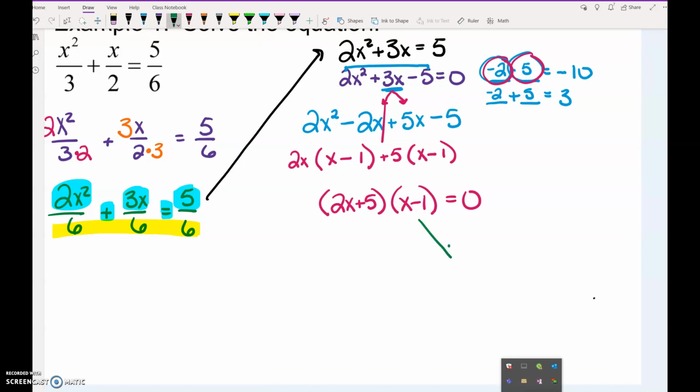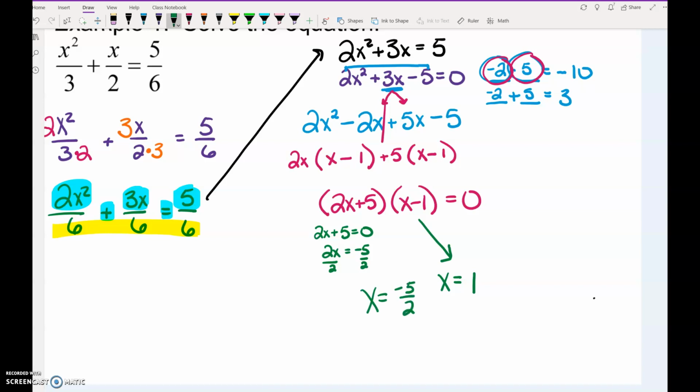All right, this part's easy to solve. What number minus 1 will give us 0? 1. So one of our solutions is 1. For this other one, we need to do 2x plus 5 equals 0 and solve that equation to get x equals -5/2 or -2.5. Our two solutions are -5/2 and 1.